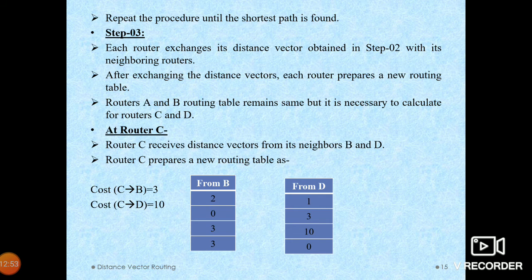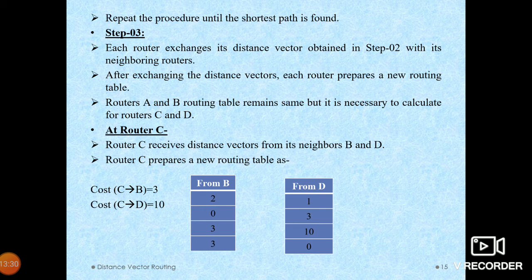So until the shortest path is found, this procedure must be repeated. And in step 3 also, we need to exchange the distance vector, and each router will propose a new routing table again. So there will be no change at the new routing tables of router A and router B, since we have found the shortest possible path for routers A and B, but we want to find again the new routing table for routers C and D here.